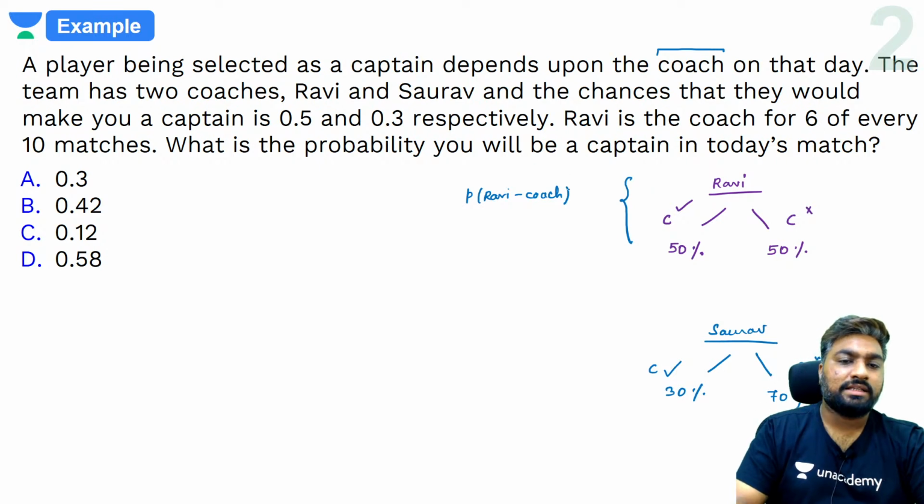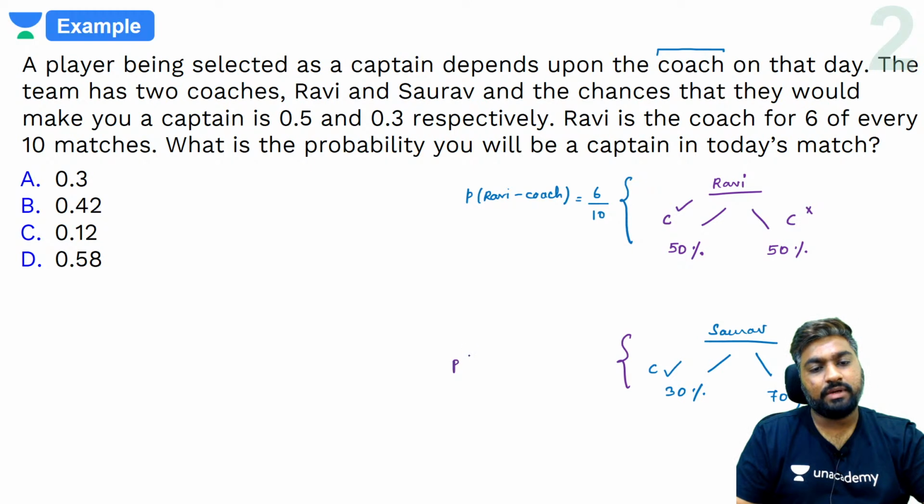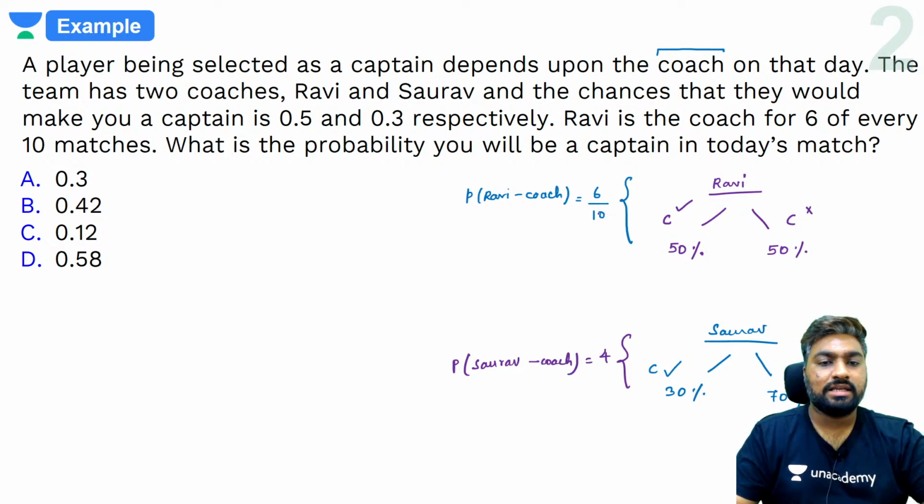6 out of 10 matches. Yes, 6 out of 10 matches. And here what are they saying? What is understood? अगर 6 out of 10 matches में रवि कोच है, तो probability of सौरभ being coach will be how much? Remaining matches, right? 10 में से 6 अगर रवि है तो सौरभ का क्या होगा? 4 में से 10. Yeah.